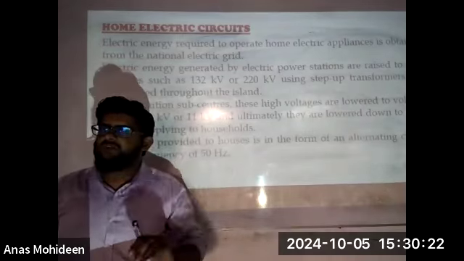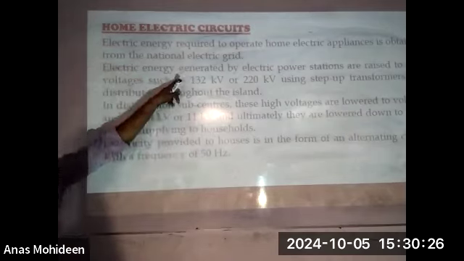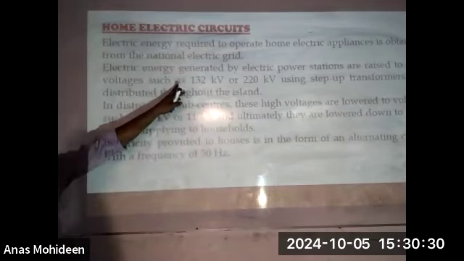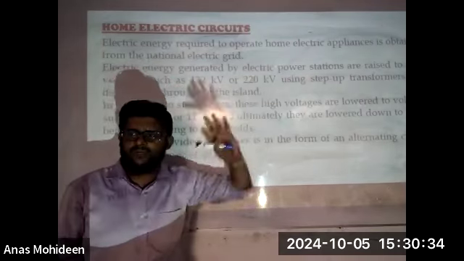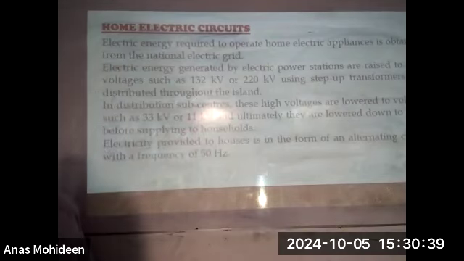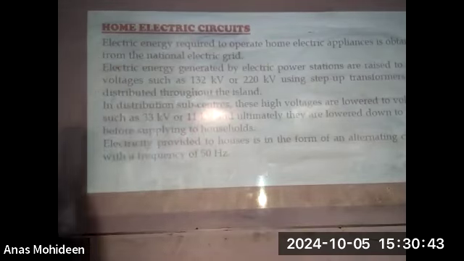So what is the transformer we are using? Step down transformer. Initially, step up transformer. This may be given as a flow chart for you to identify. Initially at the hydropower plant, we are using a step-up transformer to increase up to 132,000 to 220,000 volts. And then at the sub-centers, we are using step-down transformers to reduce it to 11,000 or 33,000 volts.